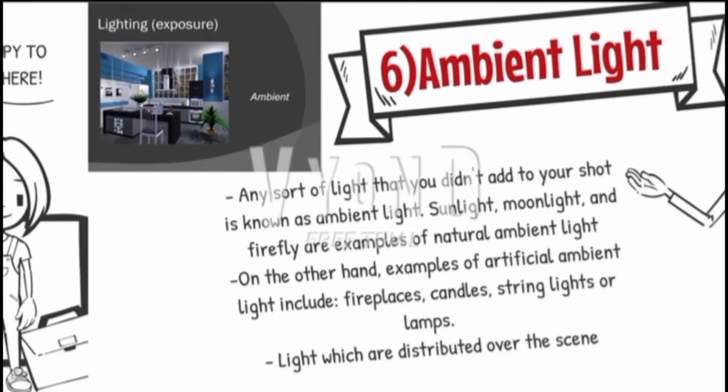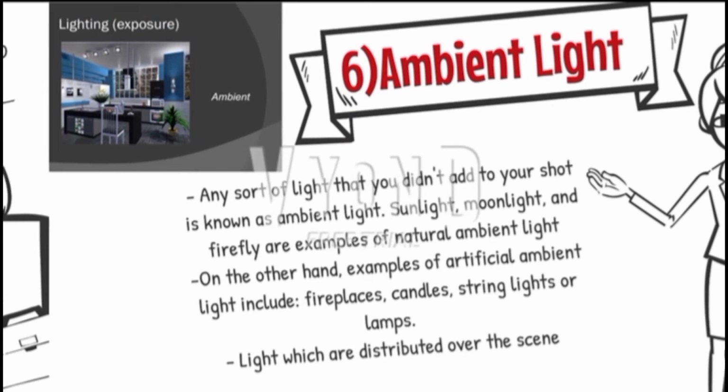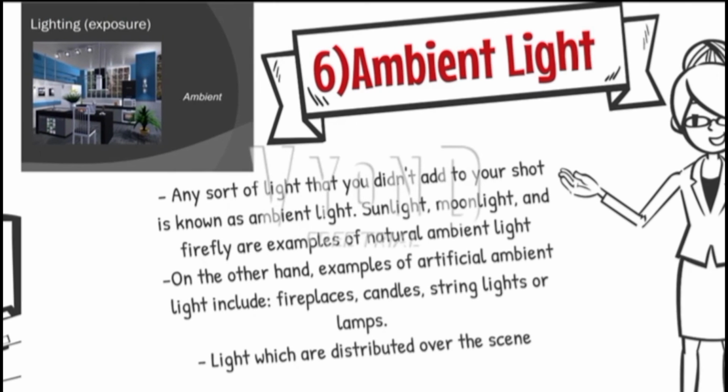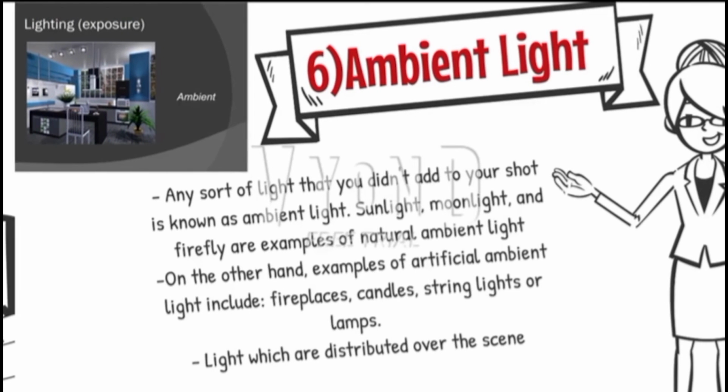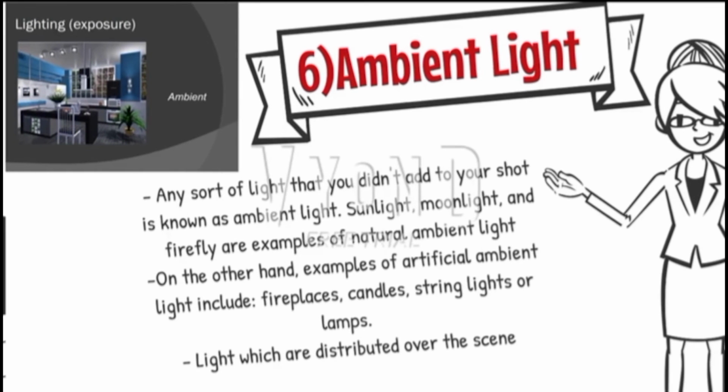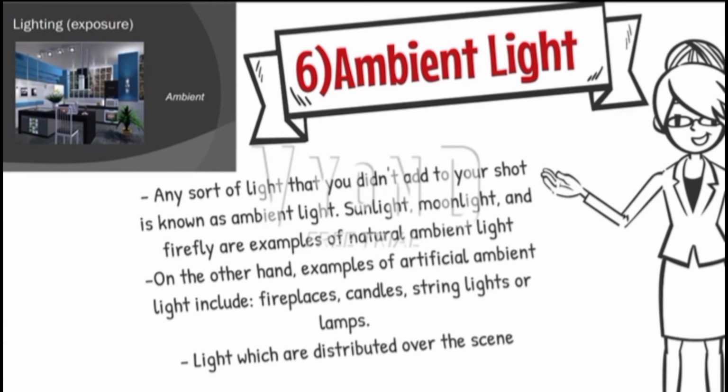Okay, for the last, ambient light. Any sort of light that you didn't add to your shot is known as ambient light. Sunlight, moonlight, and fireflies are examples of natural ambient light. On the other hand, examples of artificial ambient light include fireplace, candle, string light, and lamp light, which are distributed over the scene.